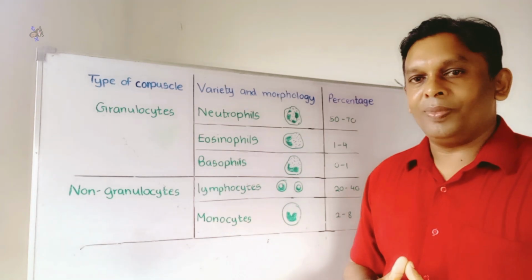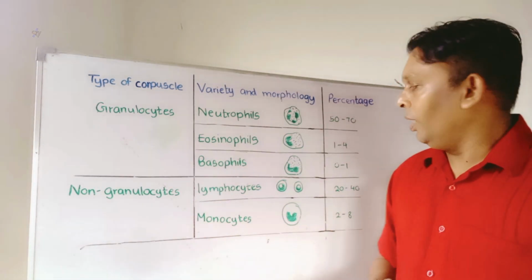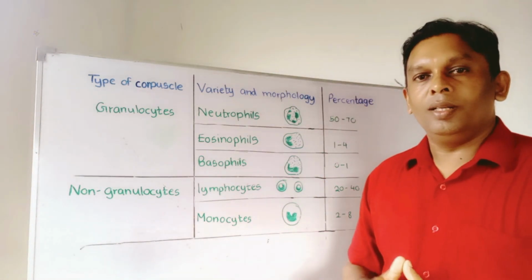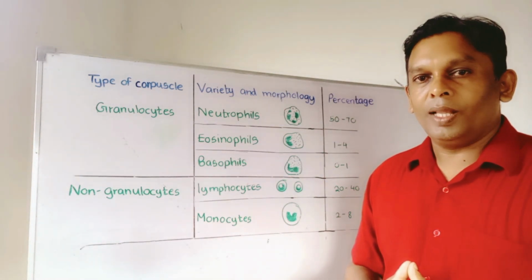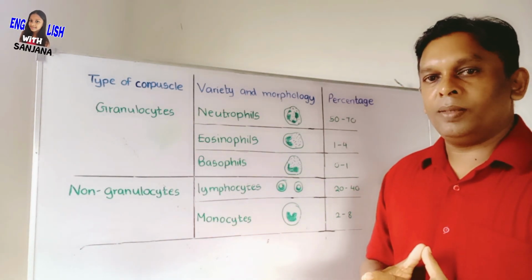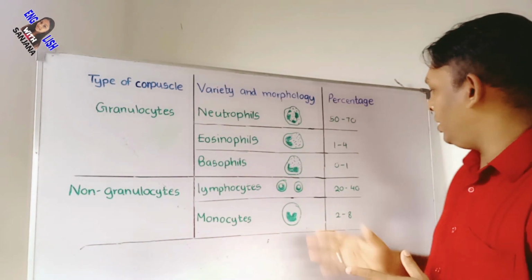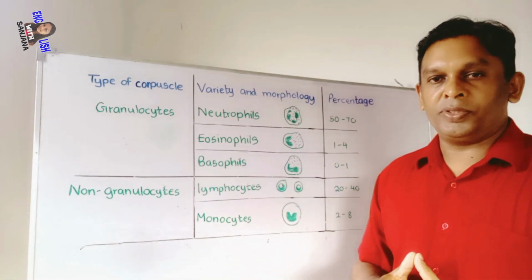Now let's look at the third variety. The third variety is basophils. It has a nucleus with two lobes. Like the other two types of granulocytes, within the cytoplasm you can observe granules. And its percentage is 0 to 1%.